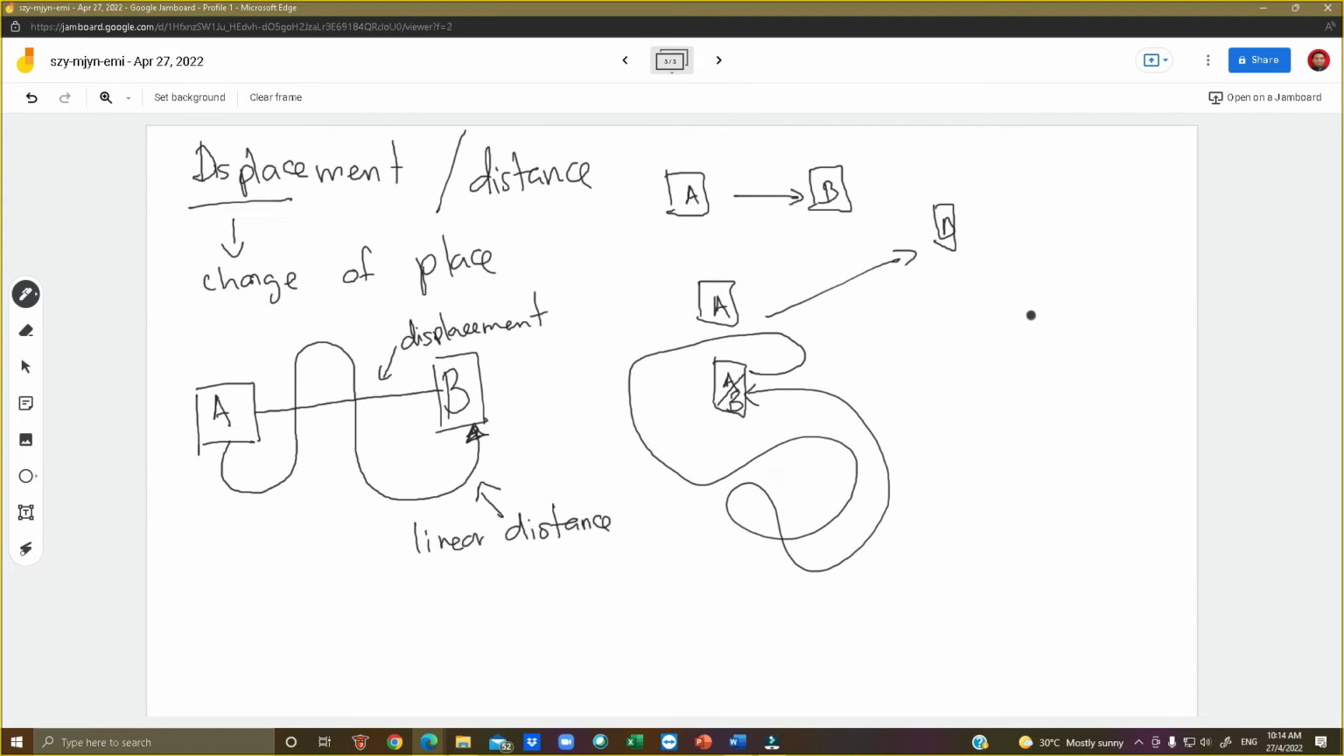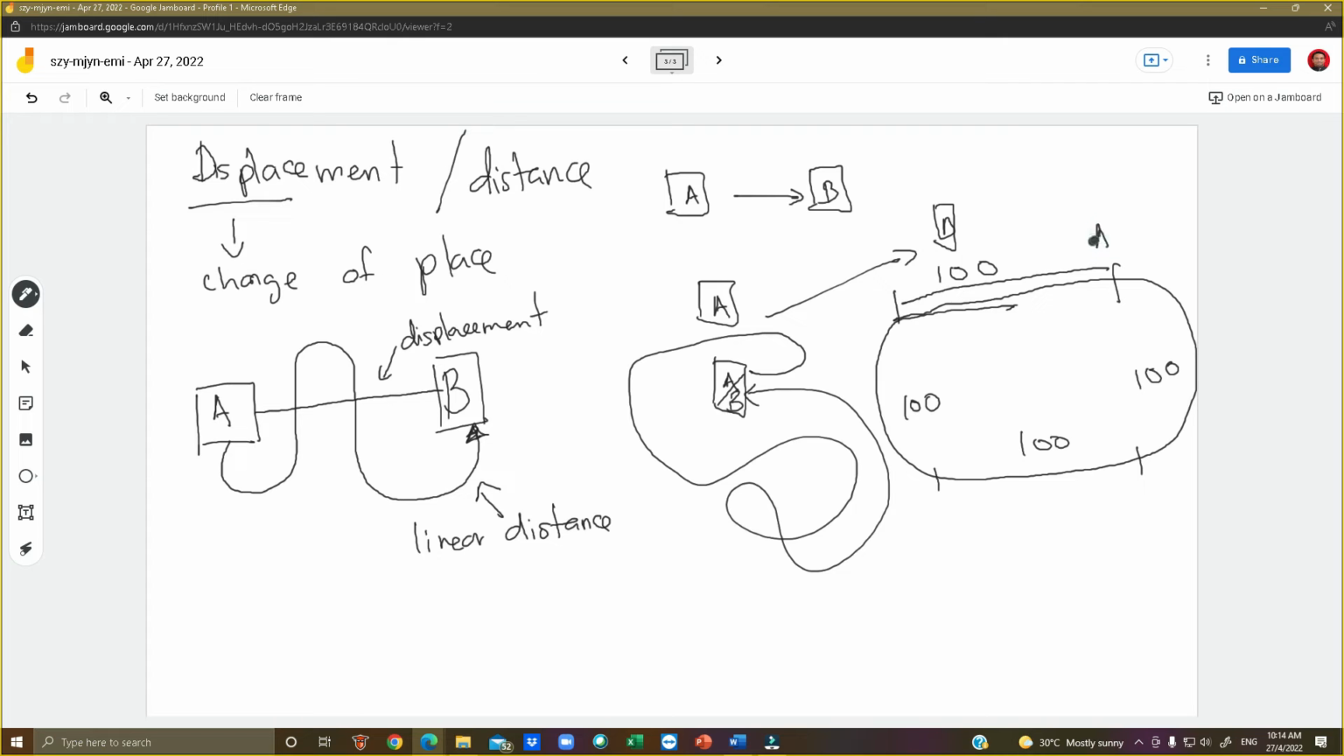Isu dia timbul bila kes macam ni. Katalah kita ada kes macam 400 meter, like 400 meter running. This is the first 100. This is the second 100. This is the third 100. And this is the fourth 100. So if a runner runs from point A to point B, the distance covered is 100. The displacement of this point is also 100 because this one is a linear case, rectilinear.